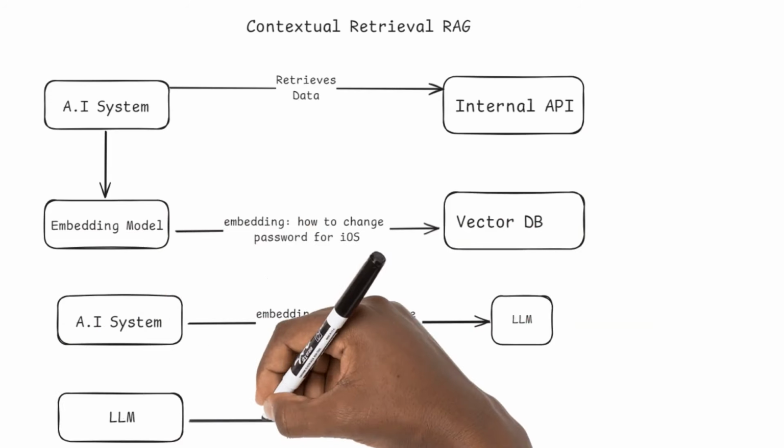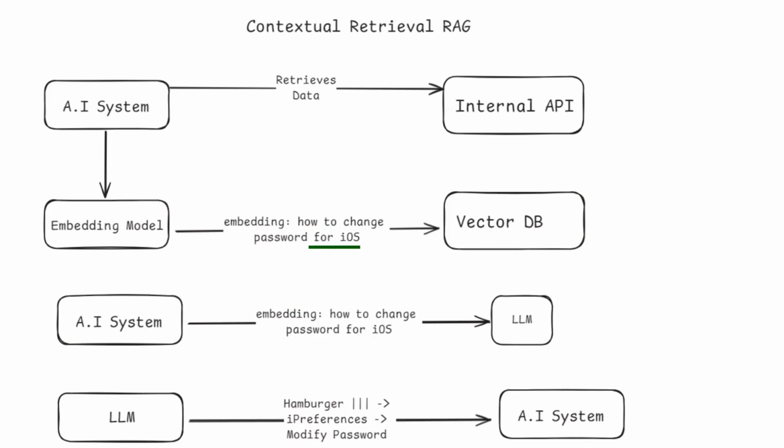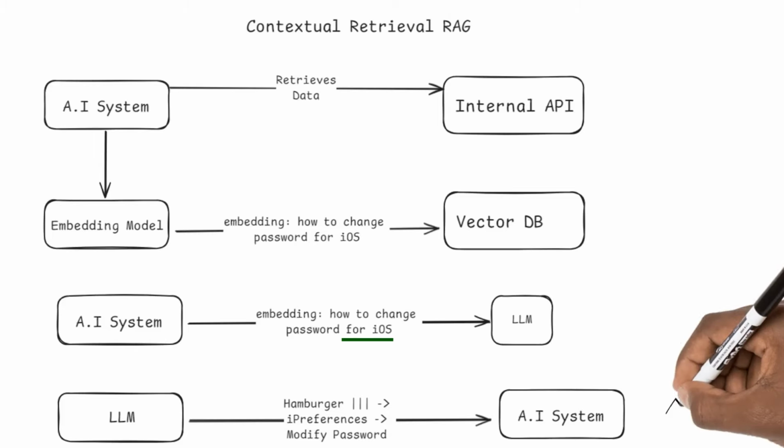Now in contextual retrieval RAG, after the data from the internal API is converted to embeddings, those chunks of embeddings have metadata of the context. So that context is generated by a small language model and not your web app.